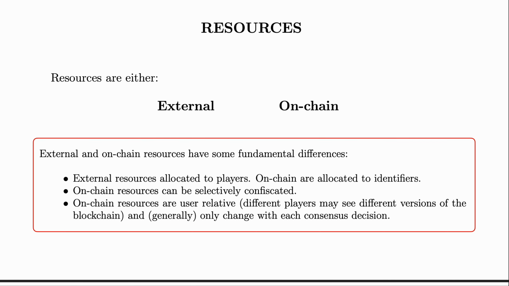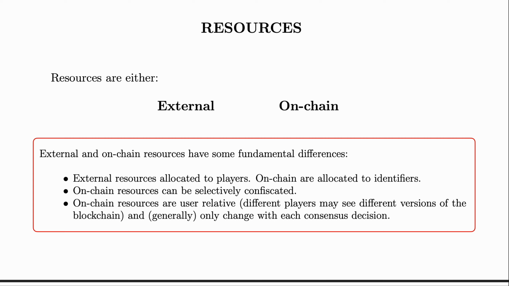It's worth noting that external and on-chain resources have some fundamental differences. First of all, external resources are generally allocated to players, whereas on-chain resources are generally allocated to specific identifiers owned by those players. It's also true that on-chain resources can be selectively confiscated. If you have something like a stake, then the protocol could reach out and take a stake away from specific identifiers. And obviously this becomes important when you start considering things like slashing and whether it's actually expensive to attack a specific protocol, whether specific protocols are economically secure.